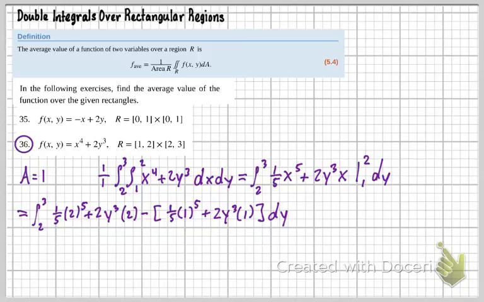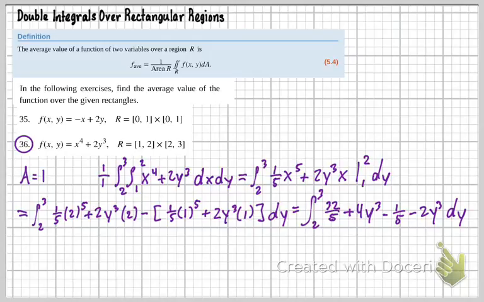Okay, so that's the integral from 2 to 3, and what I end up with is, for the first piece, 2 to the 5th is 32, so I get 32/5 for the first term. The second term is going to be plus 4y cubed. Then I come over here to this one. Don't forget the negative, I have to distribute that negative, so those are both going to be minus. 1 to the 5th is 1, or 1/5 excuse me, so minus 1/5. And this one is also going to be a minus because of the negative out here, and that's going to be 2y cubed. And then I still have dy.